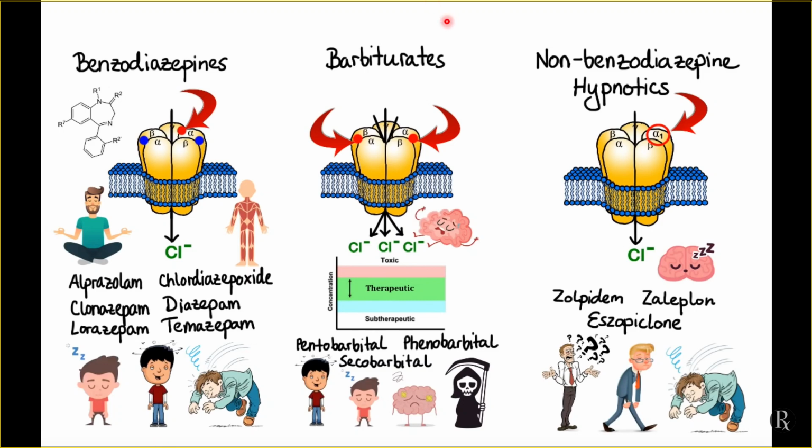The next group, barbiturates, also open the chloride channel of the GABA receptor, but instead of increasing the duration, they increase the frequency of opening of the chloride channel, and that leads to an increase of chloride entrance to the cell. One of the disadvantages of barbiturates is a low therapeutic index, because the toxic dose is very close to the therapeutic dose, and a slight overdose can lead to death because of inhibition of the respiratory center in the brain.